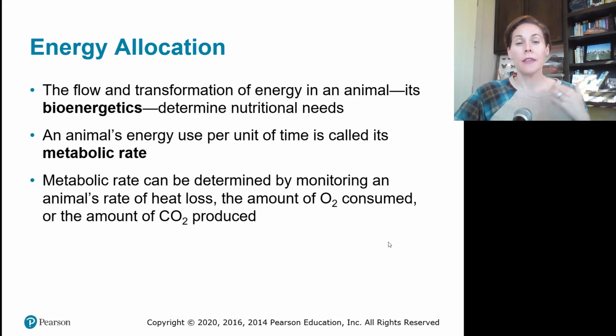needs. The energy that an animal uses per unit of time, whatever that unit of time might be, is called your metabolic rate. So some people have a higher metabolic rate than others do. Some animals inherently have a higher metabolic rate than others may. And you can determine metabolic rate by monitoring the rate of heat loss, the amount of oxygen consumed, and the amount of CO2 produced. Not really something that you can figure out on your own at home, but it is something that scientists can determine.